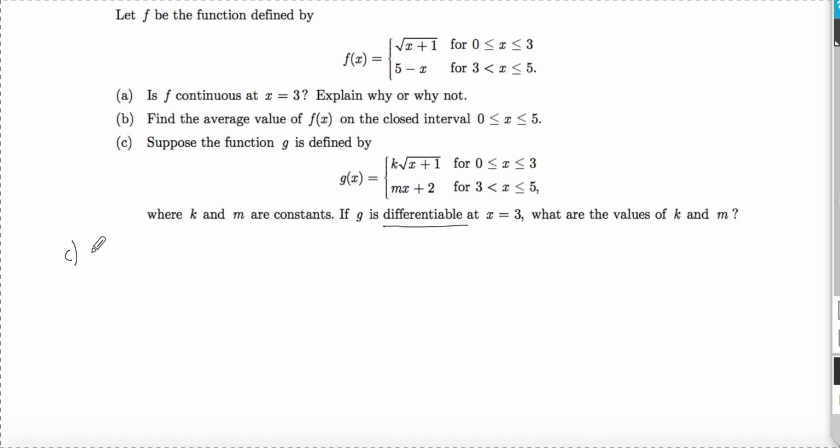If something's going to be differentiable, we need to make sure it's continuous. We also need to make sure that it's what we call smooth, that we don't have a corner or cusp. To check that, essentially what we need to check is to make sure that the derivative is continuous.